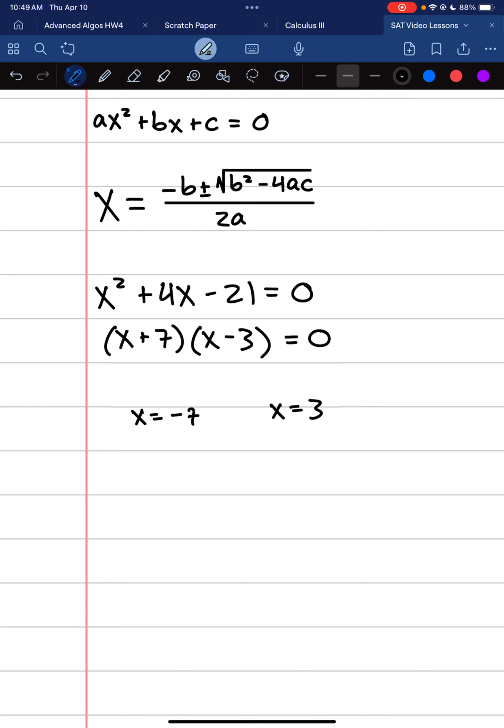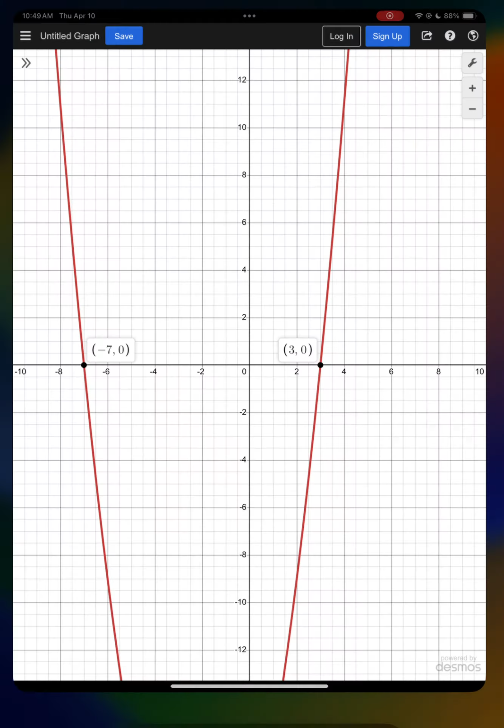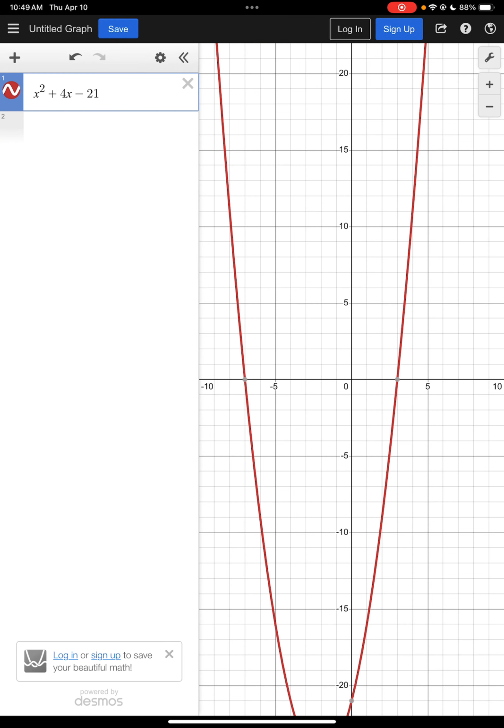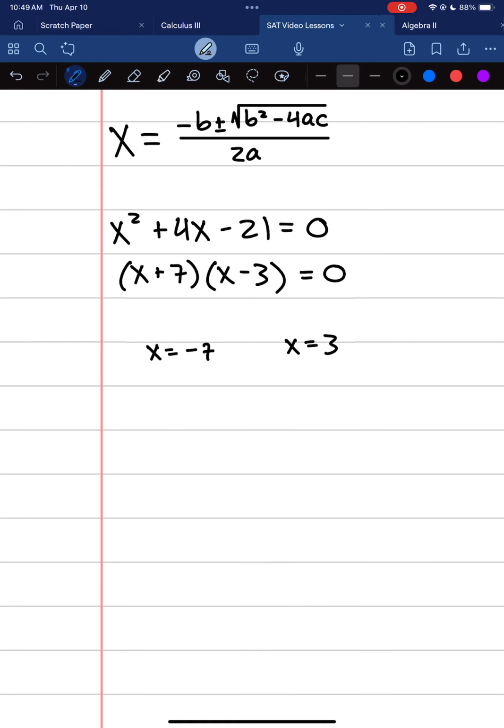Another way we could solve it is using Desmos. So if we go to Desmos here and graph it, we can see it's already graphed here. All we would need to do is see where the graph intersects with the x-axis, and we can see that's at x equals 3 and x equals negative 7. So then those would be our solutions. A third way that we could solve this is by using the quadratic formula.